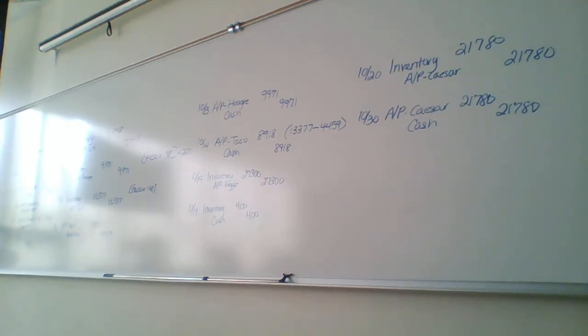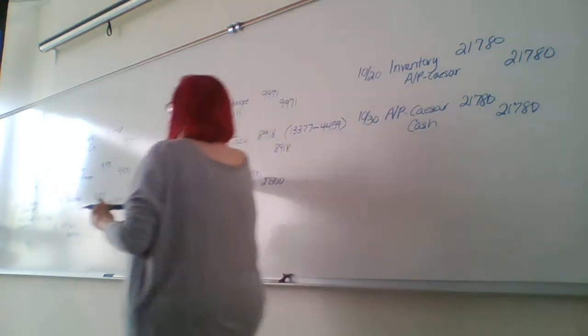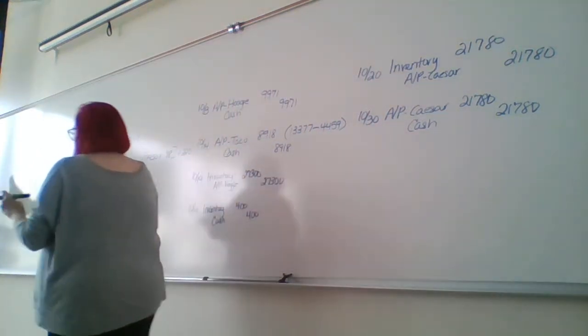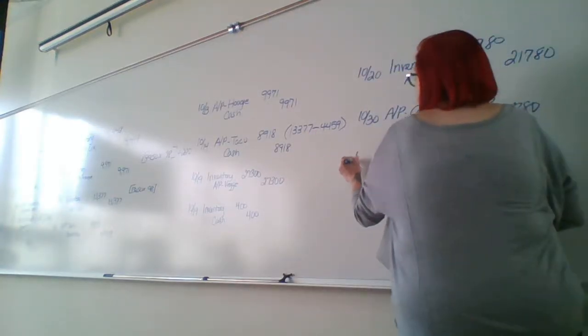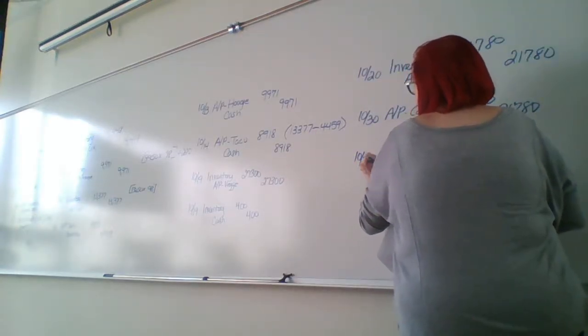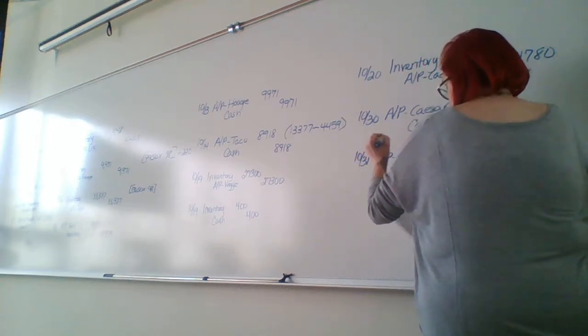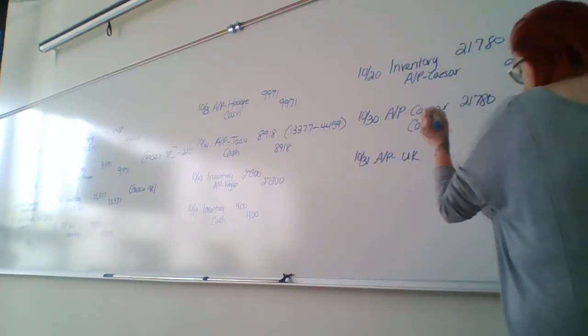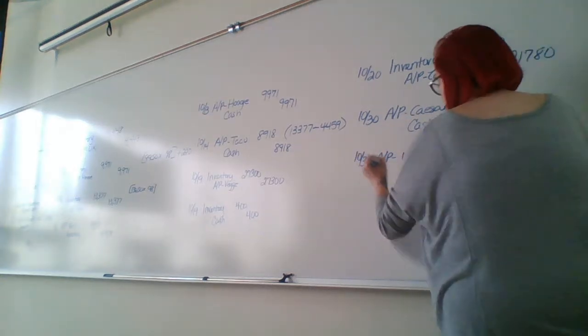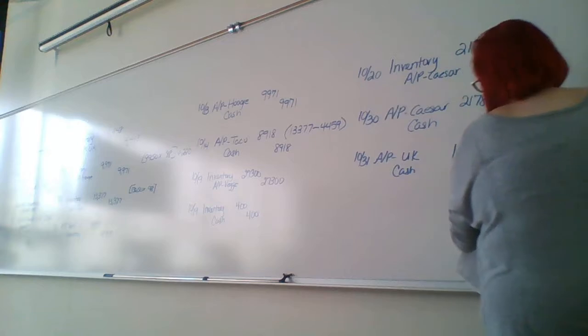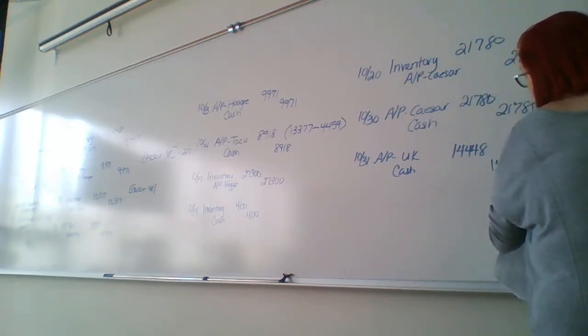All right, now on 10/31, we paid UK Imports for the invoice on October 1st. Remember that on October 1st, we didn't get a deal, right? So this was the amount, so that's the amount that we're going to pay. So on 10/31, we've got accounts payable for UK of 14,448 and cash of 14,448.